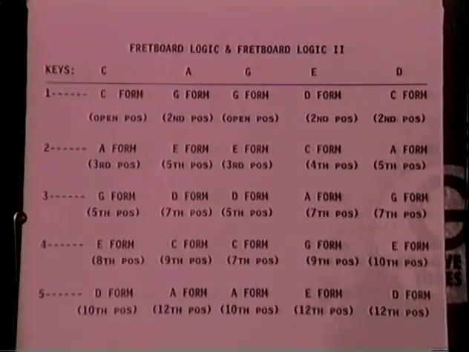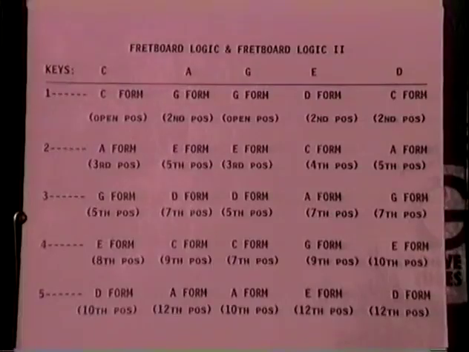Okay? At any rate, in the key of C, we have shapes in the open position. We have shapes in the third position. You should be following along with me from the top left alongside the left side going down. We have shapes in the third position. Those are called A-form shapes. We have shapes in the fifth position. Those are called G-form shapes. And we have shapes in the eighth position. Those are called E-form shapes. And we have shapes in the 10th position. Those are called D-form shapes.